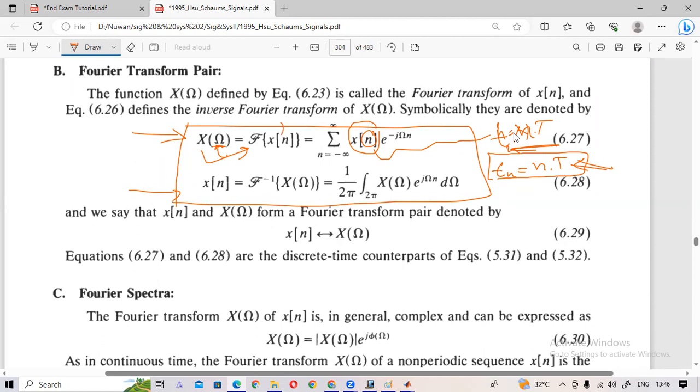Once you convert this x[n] into omega domain, we can't say that this omega is a discrete value. Omega is actually a continuous value. So in the inverse Fourier transform, you have to do the integration because this omega is not a discrete value.